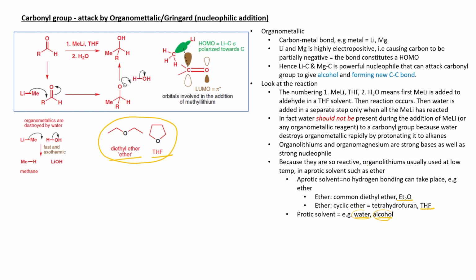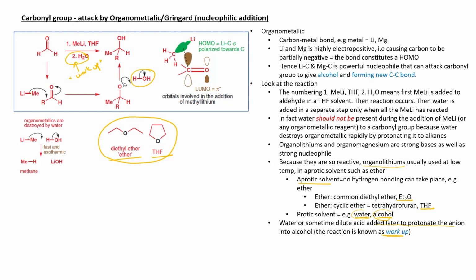So that's why when you want to use an organometallic, whether it's organolithium or organomagnesium, you need to use an aprotic solvent, in order to prevent the organometallic from being destroyed by the water or alcohol. Water or sometimes dilute acid is added later to protonate. So you can see the water is added later. This addition is called the work up. The process is called work up.